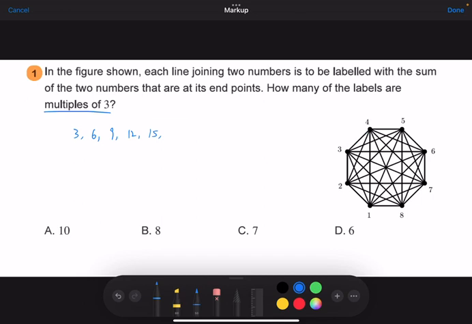Before we have a look at the multiples of 3, let's see what is the maximum number we can get from this diagram. What is the maximum one line can represent? And we find that because we have 1, 2, 3, 4, 5, 6, 7, 8, the maximum is 7 plus 8, this line over here, which is 15. So when we get to 15, we stop here. We won't be able to get any number larger than 15.